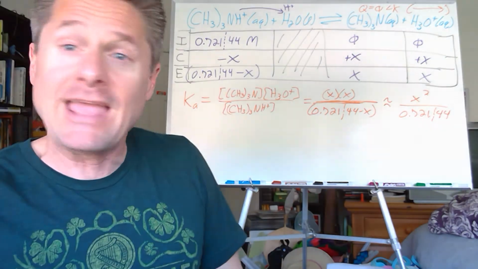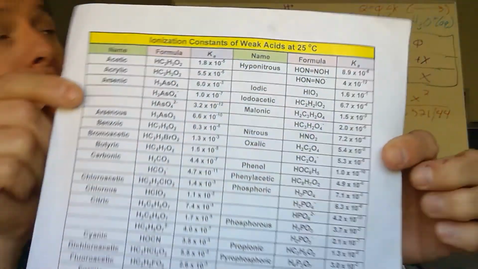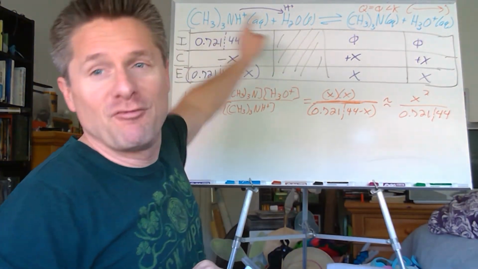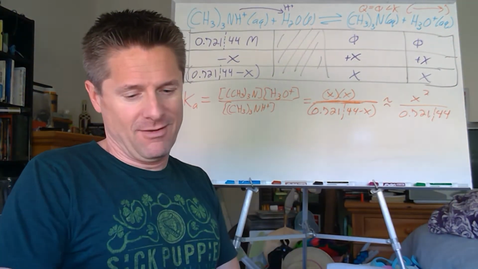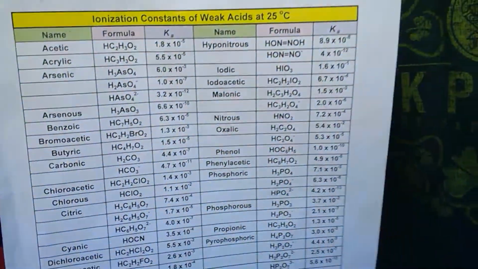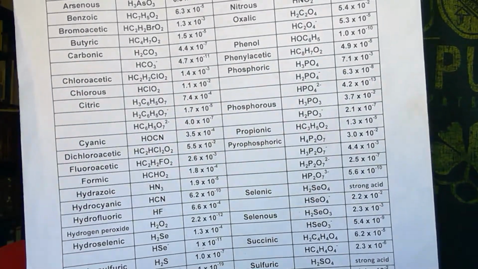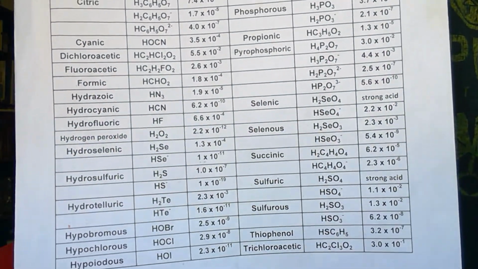If you're looking for the Ka value, get your Ka table. You're not going to find anything really that weird on here. Do you see anything like that? Take a look on there. Trust me, you're not going to find it. Not there. Not there. So sorry.